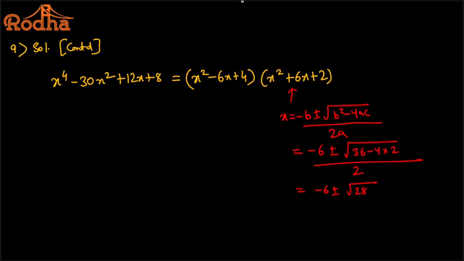Now root 28 I can always write as root of 4 into 7. So I'll write 4 into 7, and that 4 will come outside. So 4 will come outside as 2, and it becomes root 7, divided by 2. This will be equal to how much now? Minus 3 plus minus root 7. So obviously this quadratic equation has got two roots here, that is minus 3 plus minus root 7.